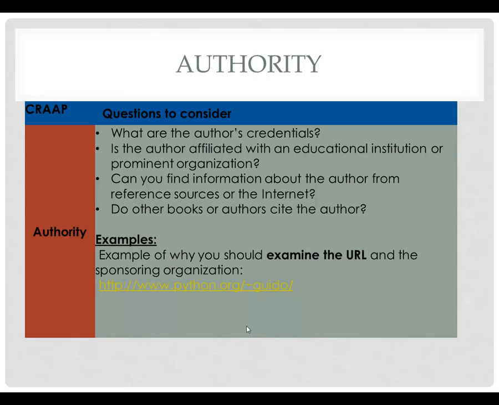Something else that you can do is to try to find information about the author from reference sources or going on the internet and Googling their name to see what else you can find about them. Are there other books or authors that cite the author of this particular website? Here in our example, you might check out this site, python.org, because you'll want to examine the URL of this particular sponsoring organization. It is a .org. And take a look at this person, Guido's, personal site and ask yourself, would I hire this guy?